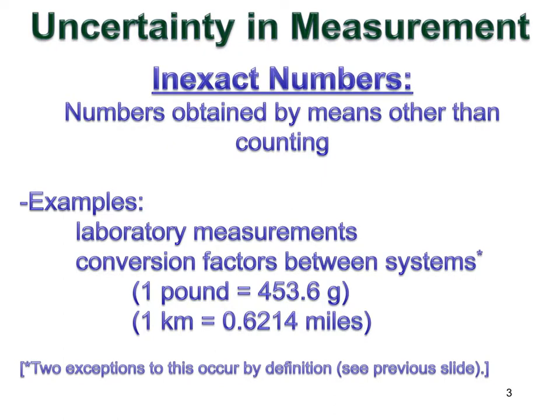Inexact numbers are numbers that are obtained by means other than counting or by definitions. Examples are laboratory measurements, most conversion factors between systems, such as 1 pound is 453.6 grams. The two exceptions that we had before, 1 inch equals 2.54 centimeters and 1 calorie equals 4.184 joules, are still definitions and are still therefore exact numbers.